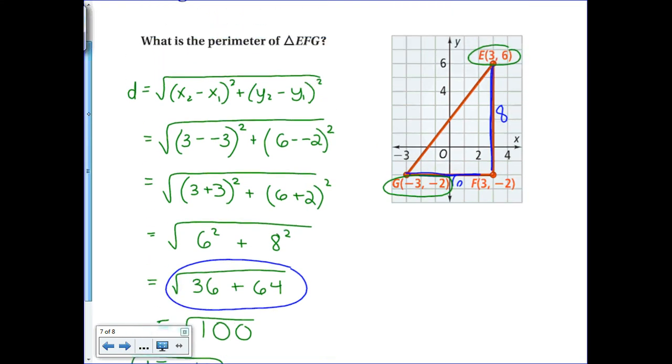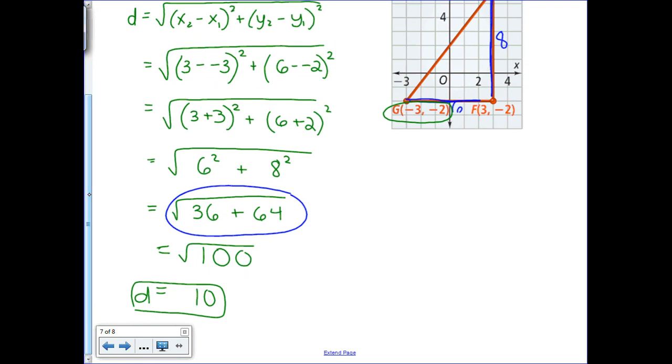And the very last thing we want to do is get the perimeter of the whole shape, which is what we were asked to find, by doing 6 plus 8, which are the two horizontal and vertical sides, and then 10, which is the diagonal side. So 6, 8, 10 adds up to 24. That's all.